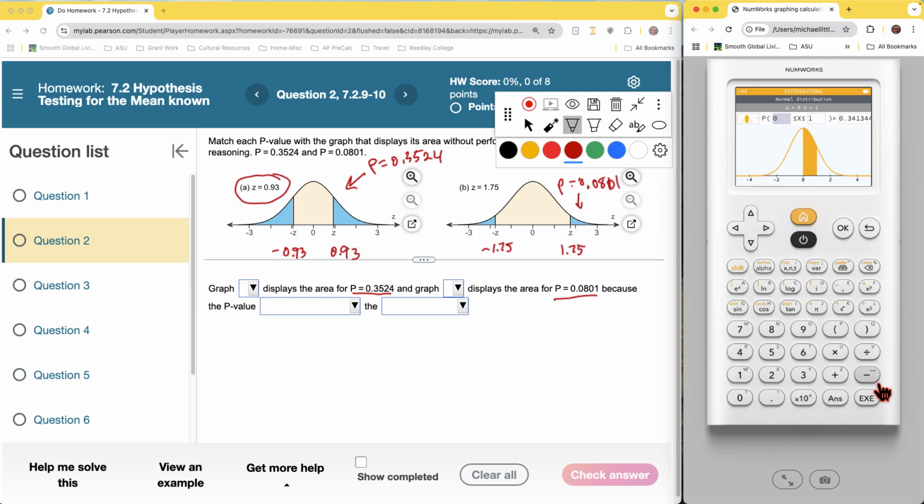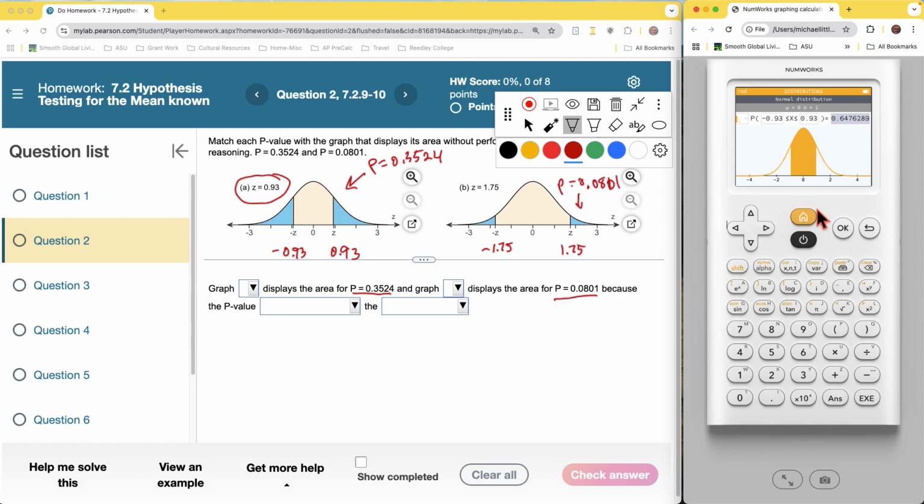So what I would put in is -0.93 and then +0.93. I get over here a percentage, 64. It doesn't match up with this, but notice that's the middle percentage. So if you subtract this from 1, 1 minus this, we will get 0.3524. To be sure, we're going to go Shift, copy. Notice in yellow it says copy.